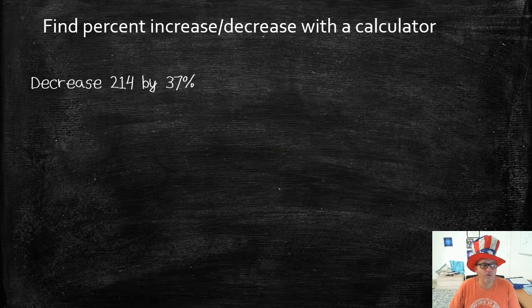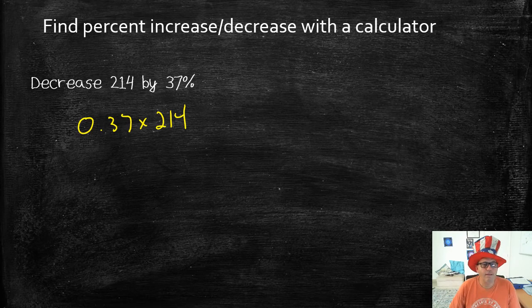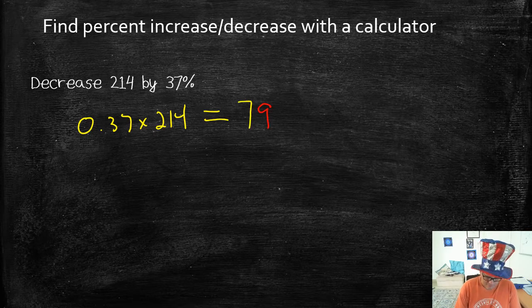All right, let's look at one more example. Let's decrease 214 by 37%. So first I need to know what is 37% of 214, and then I'm going to take that away. So how do I find 37%? I think the easiest way, convert it to a decimal, 0.37 times 214. Again, we're just going to put that in our calculator, right? We're not going to worry about doing that by hand.